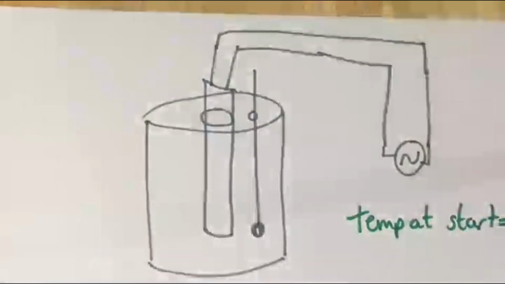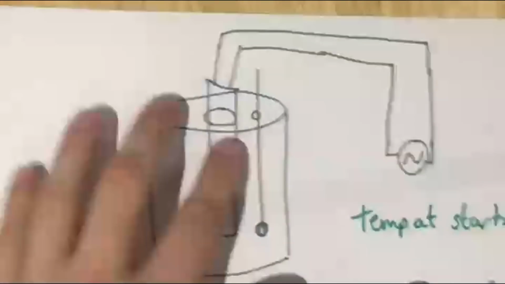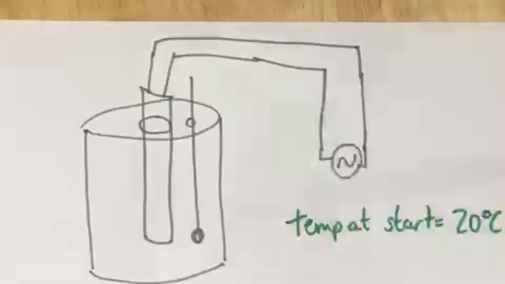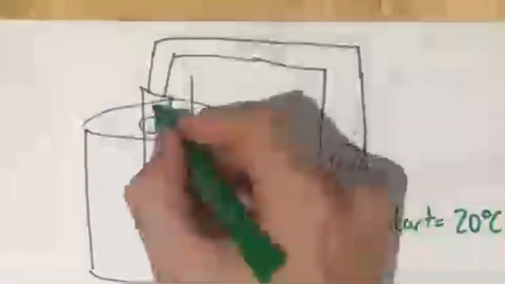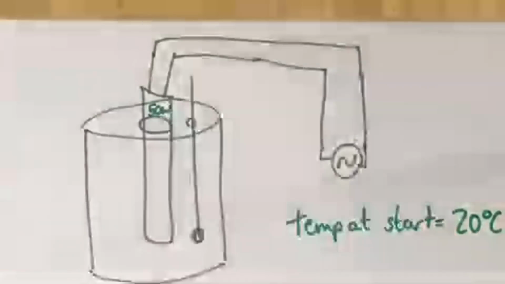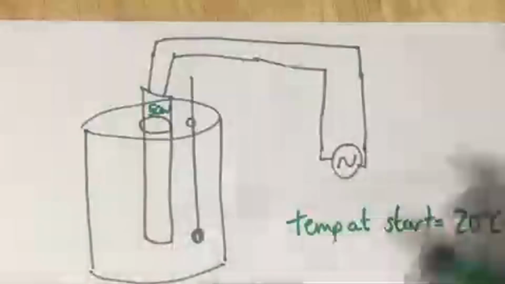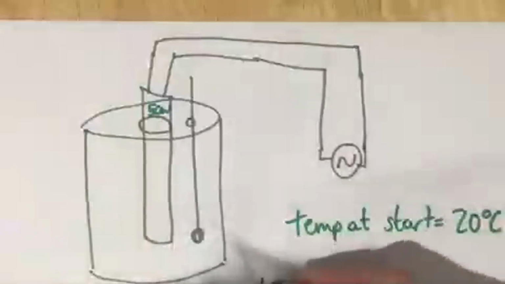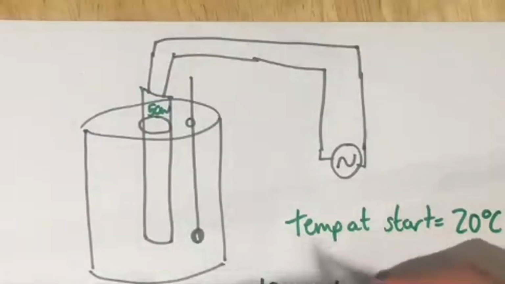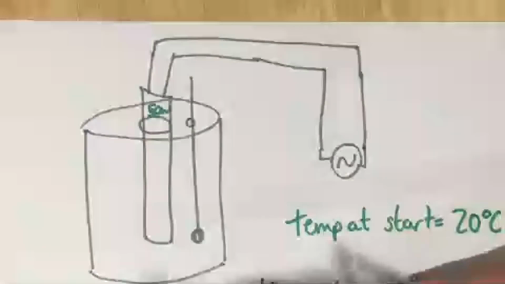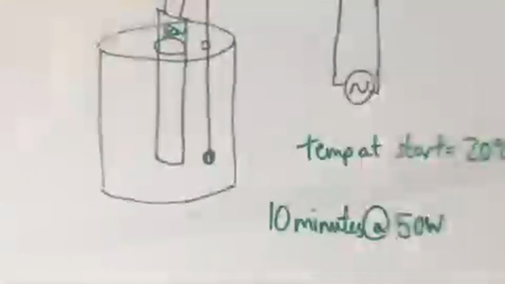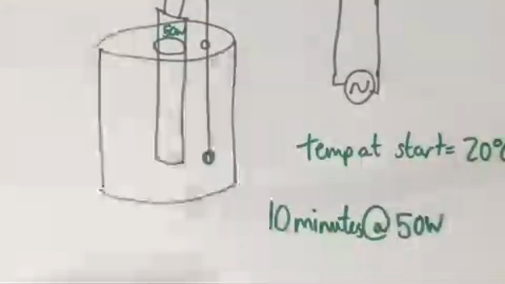You then turn on the heater. Now, the heater will have a power, so it might have 50 watts or something. What that means is every second that it's on, it is using 50 joules of energy. So you turn it on and time it for 10 minutes. Over 10 minutes of 50 watts, every second you're using 50 joules.